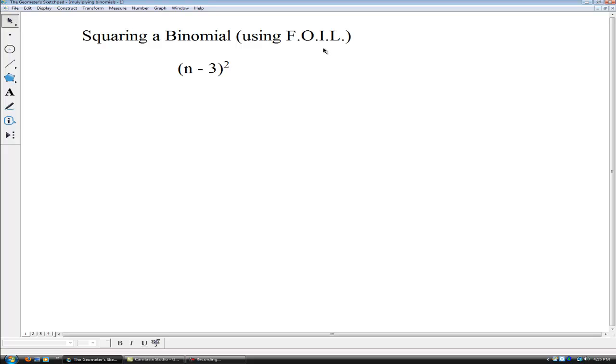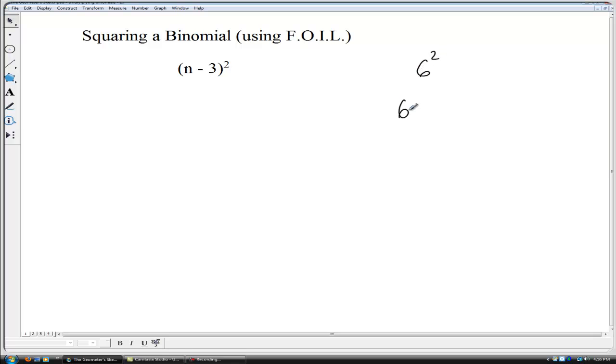Squaring a binomial using FOIL. Now, squaring, we could quickly review, is an exponent, and it's degree 2. What it means is if we square 6, for example, or take 6 to the second power, that means 6 times itself. And our product is 36. Right, so we have a multiplication. Now, a common mistake here is to square n and square 3 and get something like n squared minus 9, or maybe you would think that this would become a plus 9, but it wouldn't matter. Either way, this is wrong.